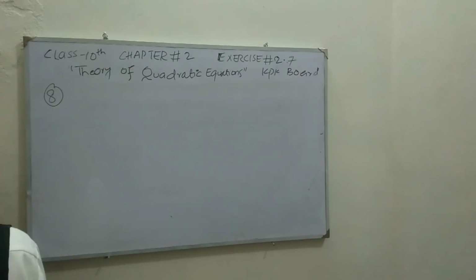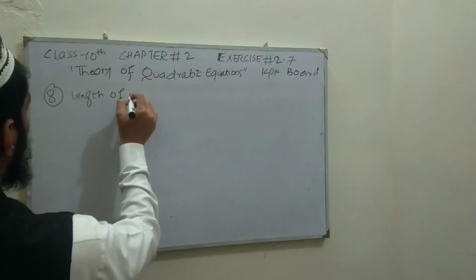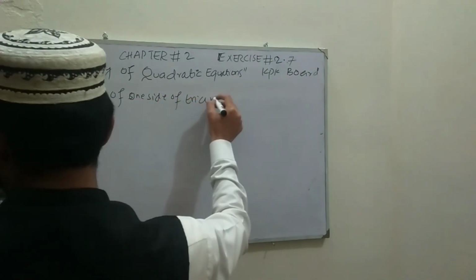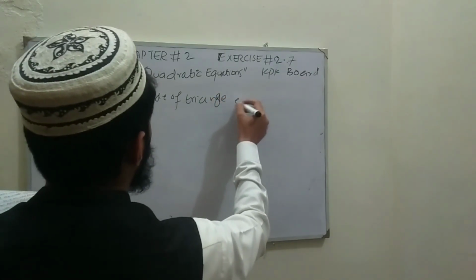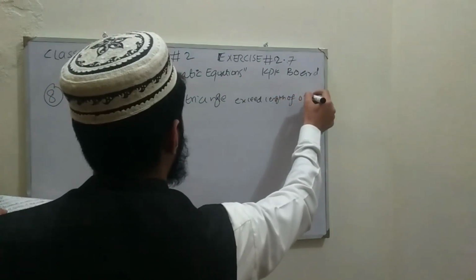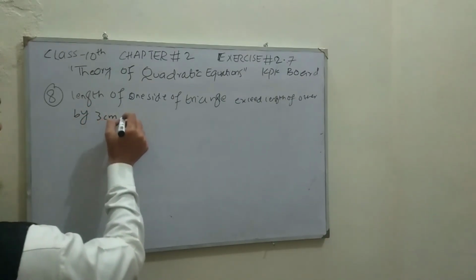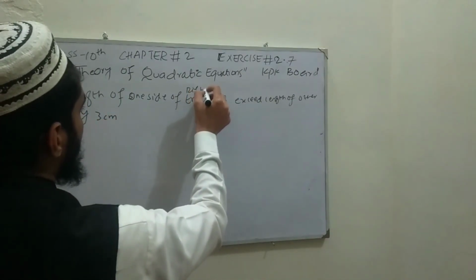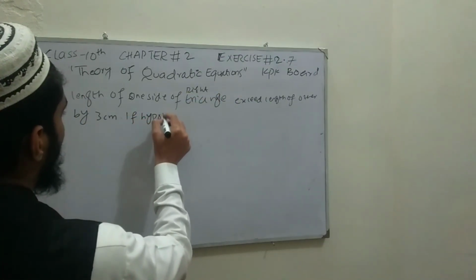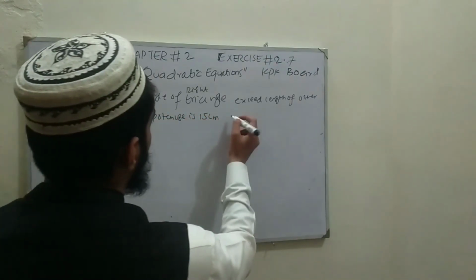Question number 8 tells that length of one side of a triangle exceeds the length of the other by 3 centimeter. Right triangle. So if our hypotenuse is 15 centimeter, find the length of the sides of a triangle.